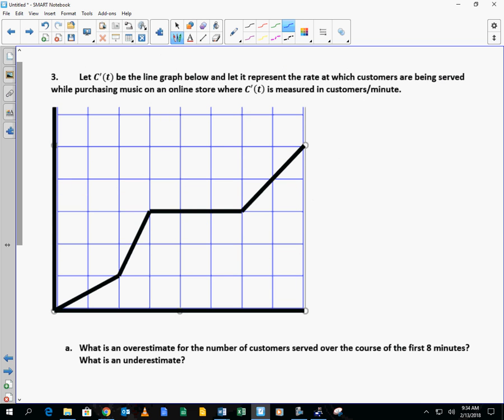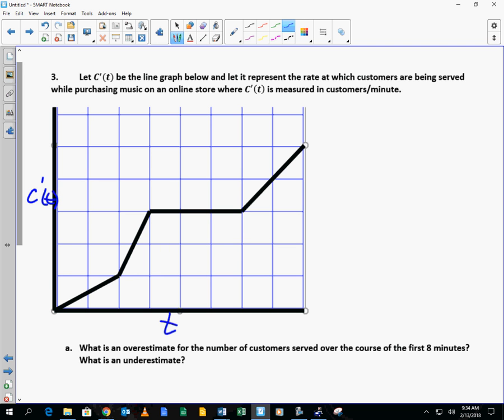C prime of t, this is t, this is C prime of t. Let C prime of t be the line graph below, let it represent the rate at which customers are being served while purchasing music on an online store, where C prime of t is measured in customers per minute.